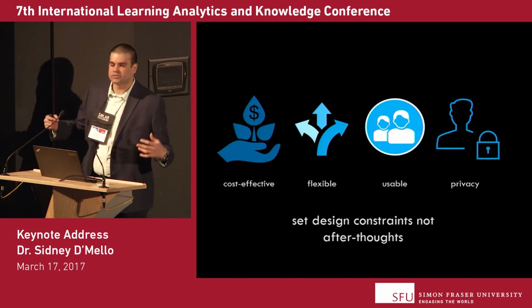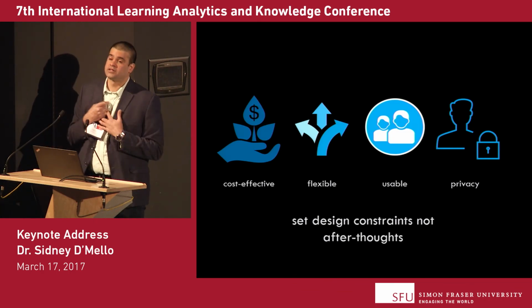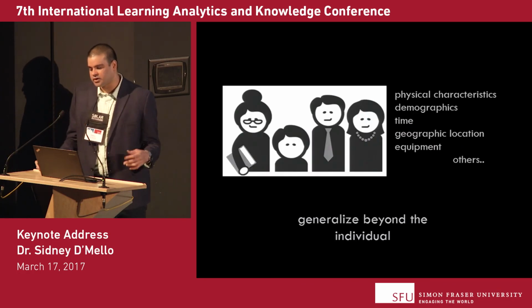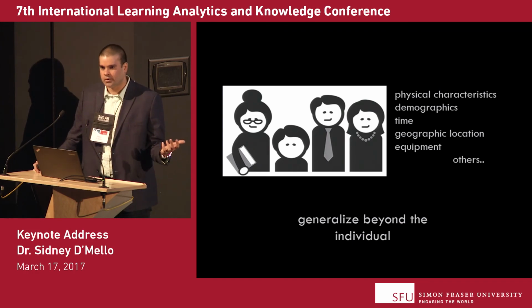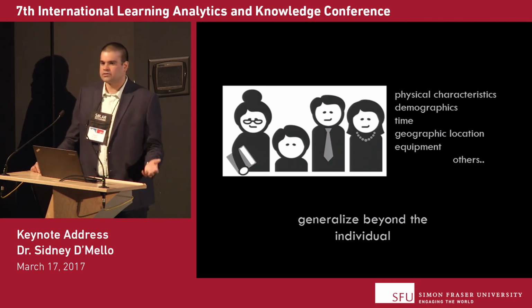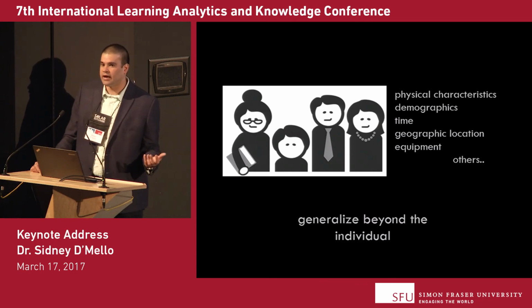So the main thing I want to say is just think about setting these constraints up front rather than worrying about them later. And I've learned this through bitter experience many times. And lastly, it's important to generalize beyond the individual. All our models now generalize across teachers and students, which is cool. But when you're doing things with eye tracking, does your model generalize to people who don't wear glasses? That's a big deal. Different demographics.